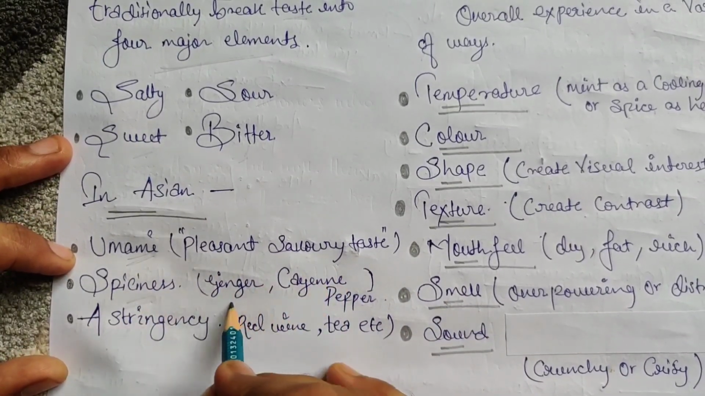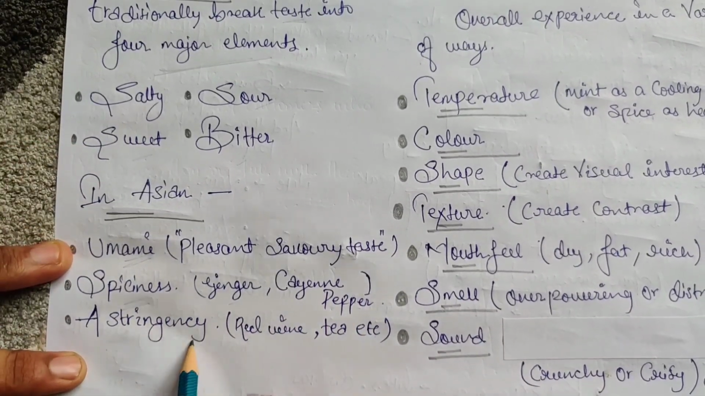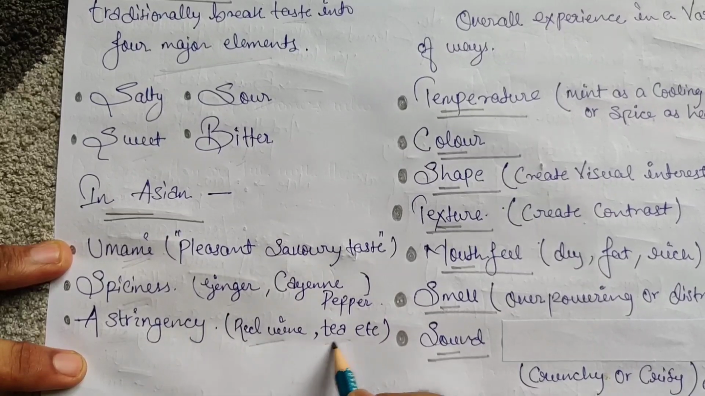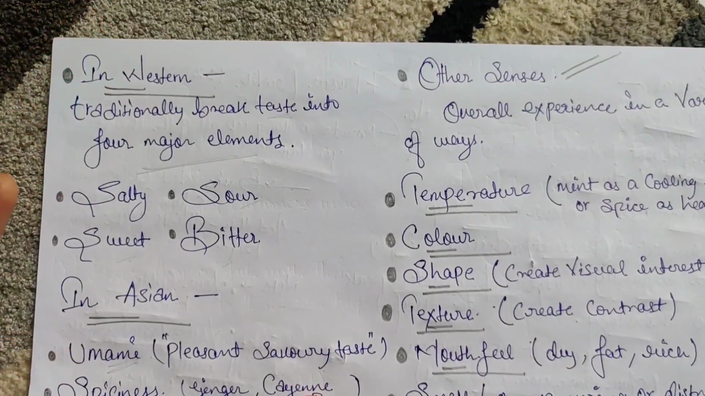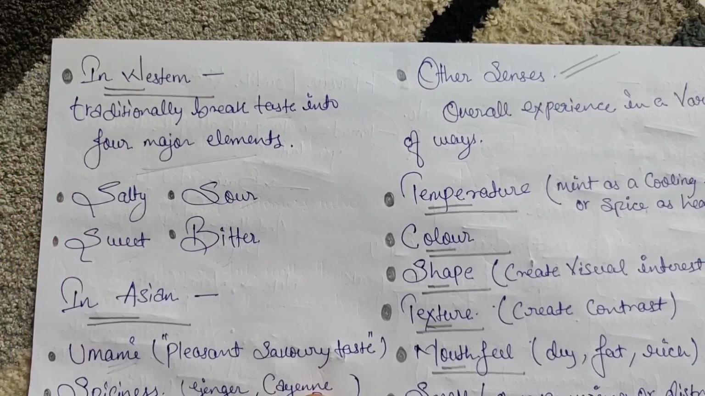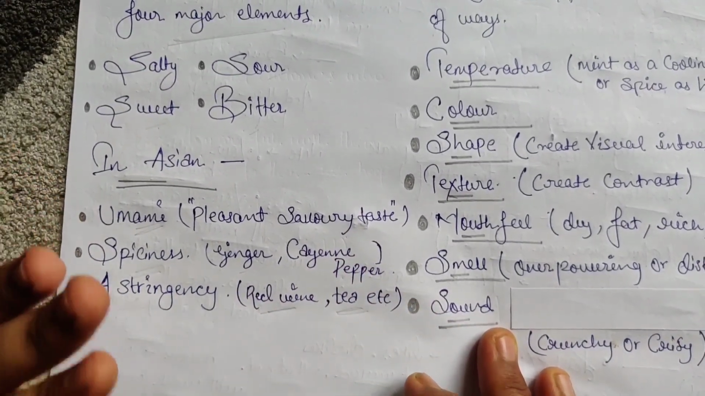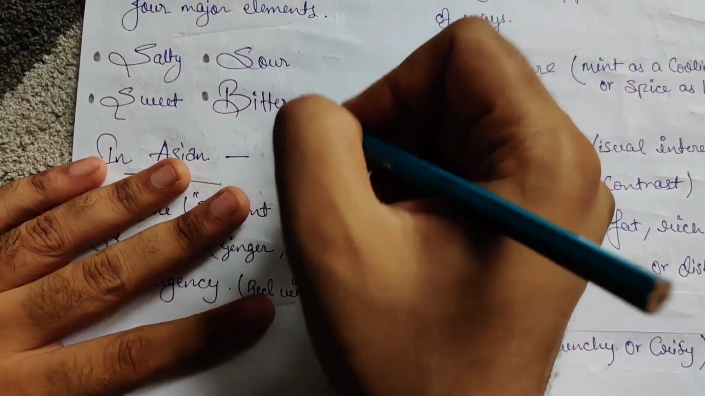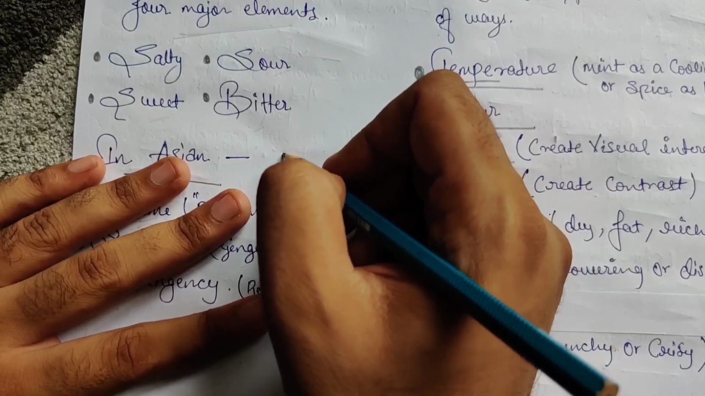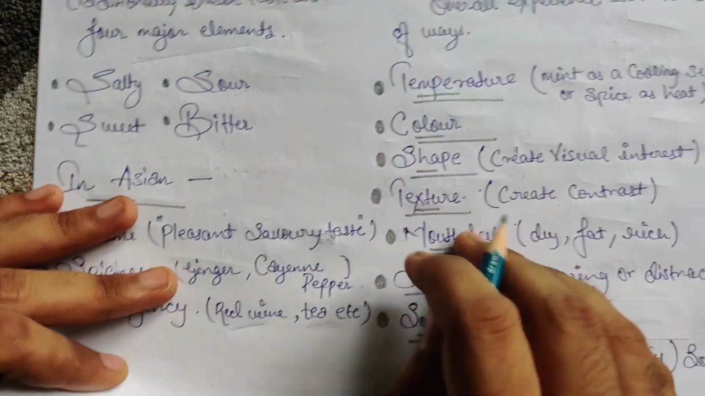Spiciness, which is about ginger, cayenne pepper, right? And astringency, which is like red wine or tea, etc. So in the West we have salty, sour, sweet, and bitter. In Asia we have umami, spiciness, and astringency. Clear? So this is all about the major tastes. This is something which we always figure out how to balance, right?